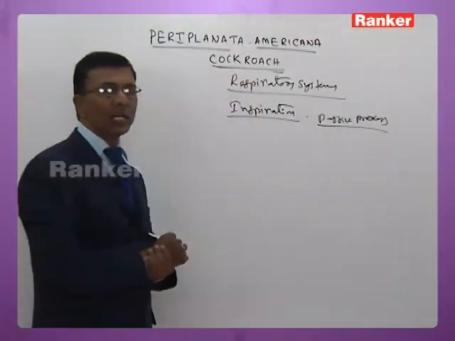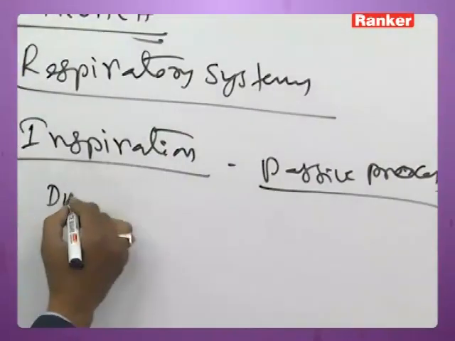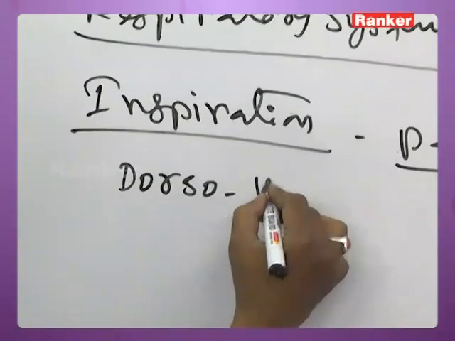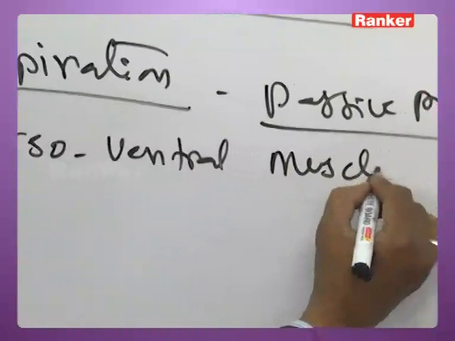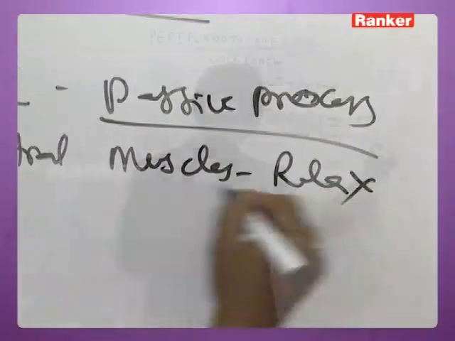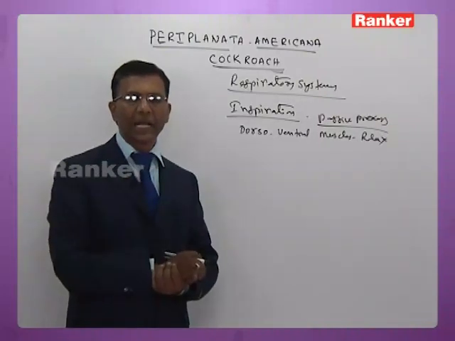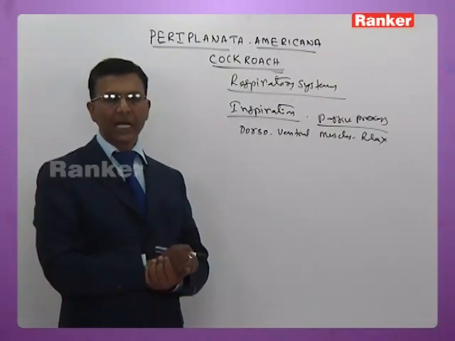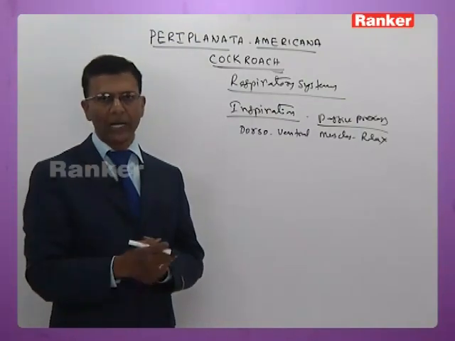Now, inspiration in the cockroach is a passive process. During inspiration, the dorsoventral muscles relax. The dorsoventral muscles are there connecting the tergal and sternal plates. They relax. As a result, the volume of the abdominal cavity increases dorsoventrally.